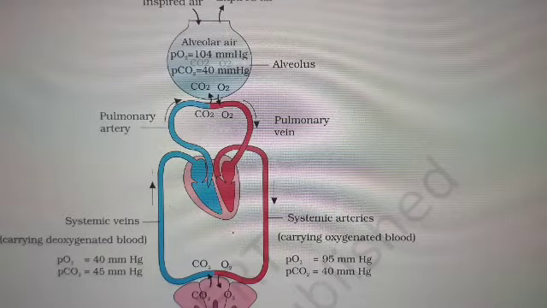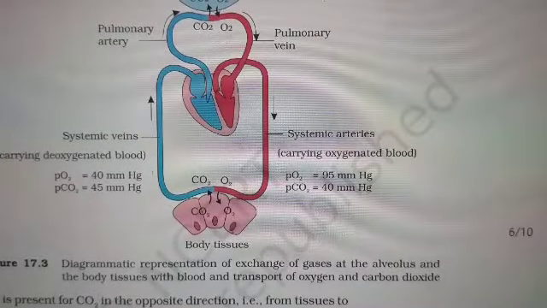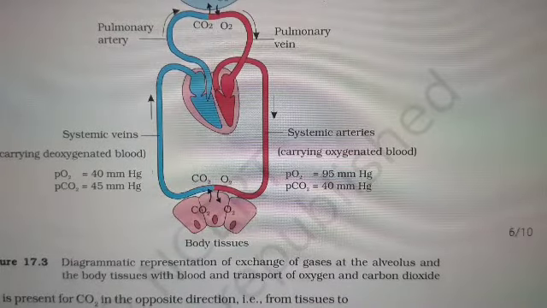So all this exchange of the gases looks like a double circulation. We have been calling oxygenated as well as deoxygenated blood, so that's why we call it a double circulation also. And here on the right side, partial pressure of oxygen is always more in the oxygenated condition. After catabolic pathways on the left side, the partial pressure of oxygen will always be less than the partial pressure of carbon dioxide.